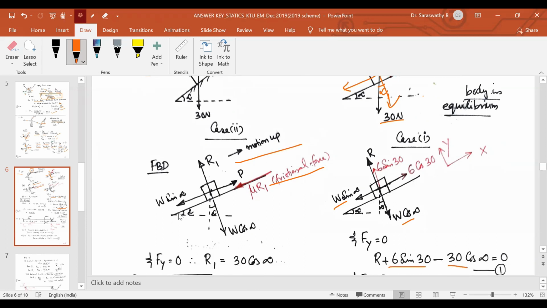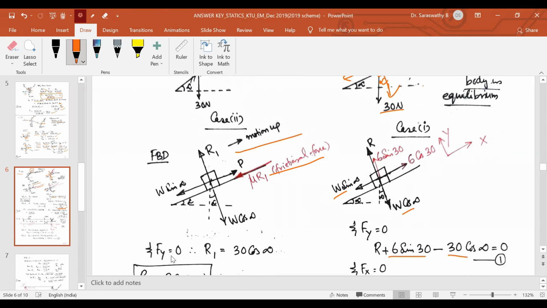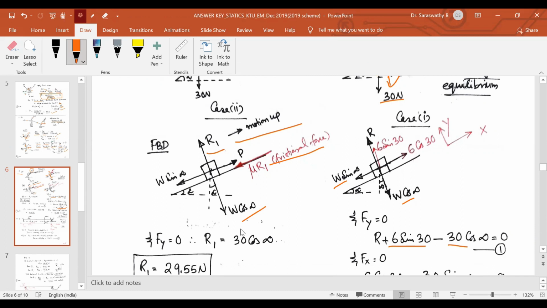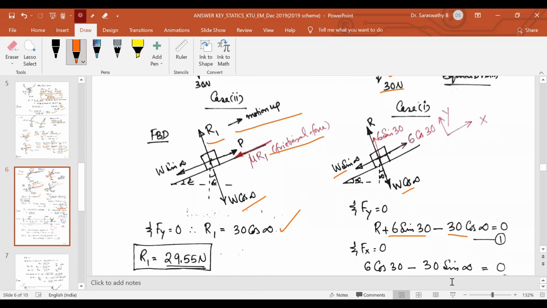To solve it along the x direction, first I have written sigma Fy is equal to 0. Fy forces R1, W cos alpha acting downwards. Sigma Fy is equal to 0. That means R1 minus W cos alpha is equal to 0. From that we'll get R1 equals W cos alpha. W is 30. Alpha obtained from the previous step, you got this value R1.